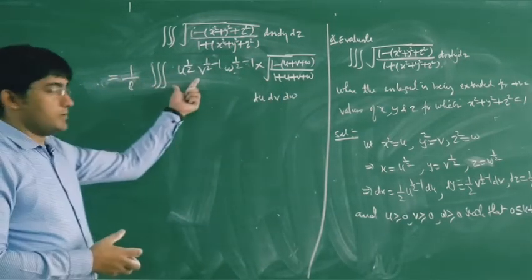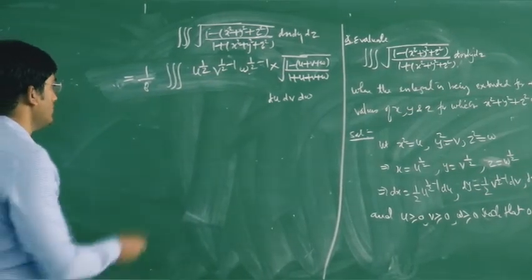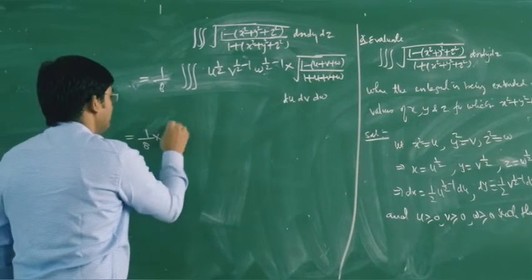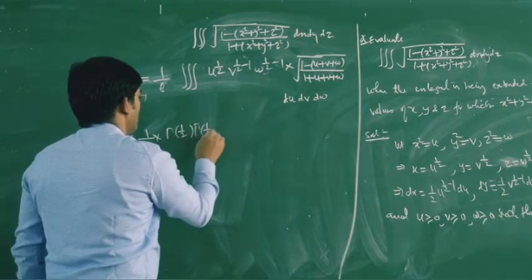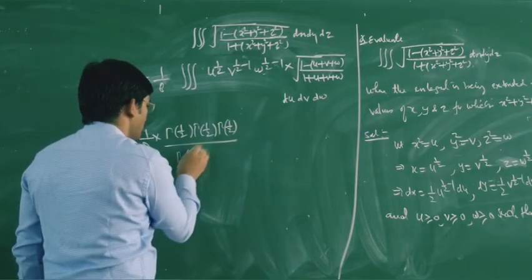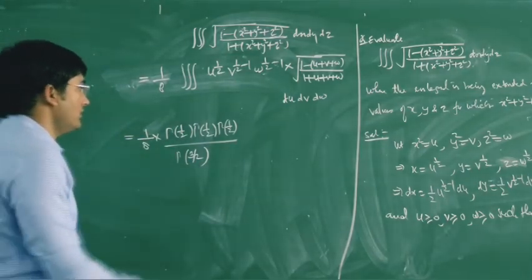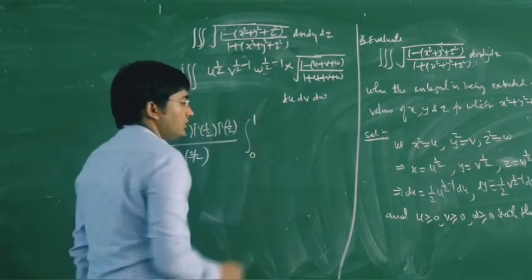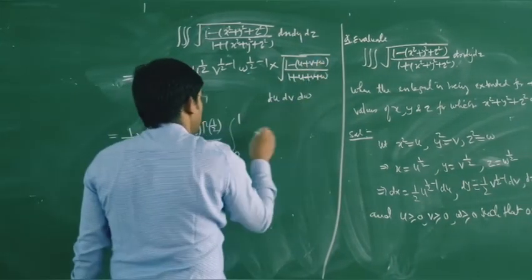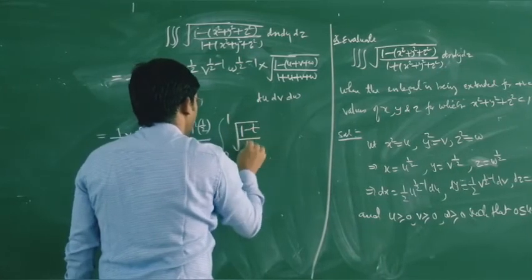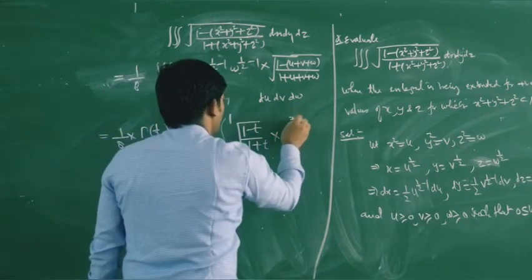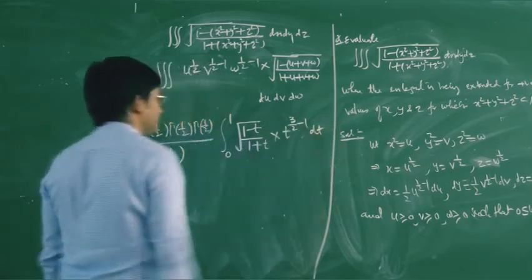Now the value of this triple integral with the help of the Dirichlet theorem is equal to gamma l into gamma m into gamma n upon gamma l plus m plus n. So we have gamma 3 by 2. Then our limit will be from 0 to 1. The sum of u plus v plus w is from 0 to 1. Now let us write this u plus v plus w as t. So we have 1 minus t upon 1 plus t into t power l plus m plus n minus 1. So this will be t power 3 by 2 minus 1 into dt.